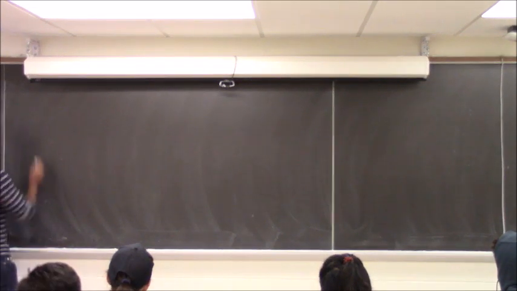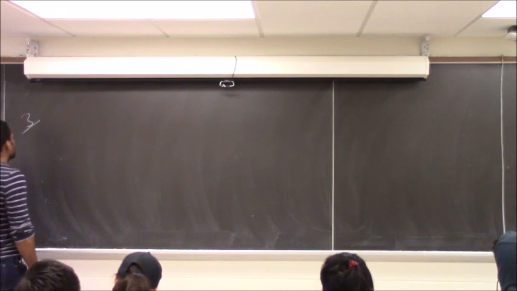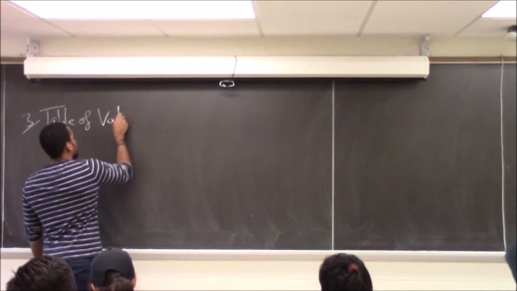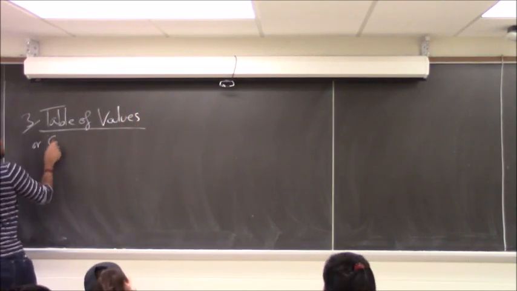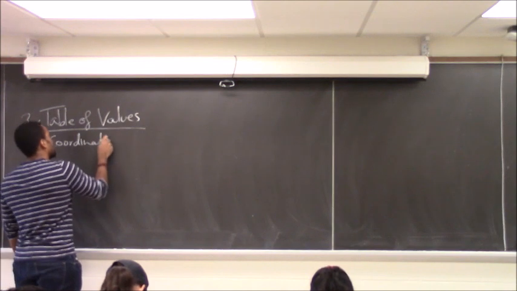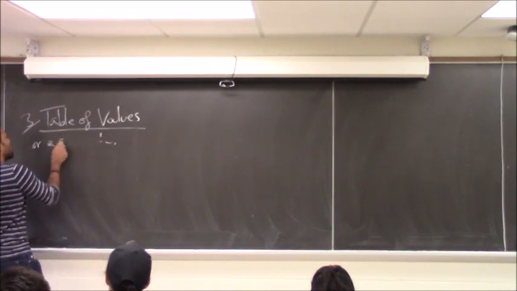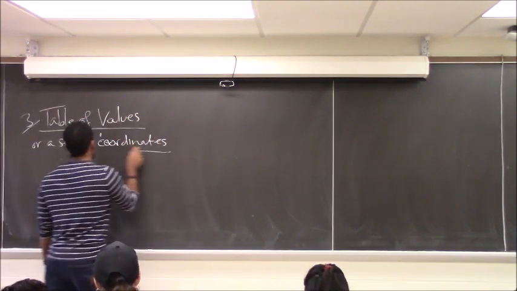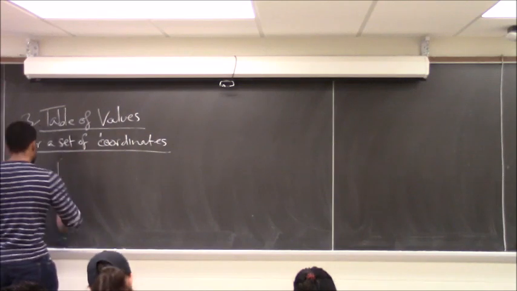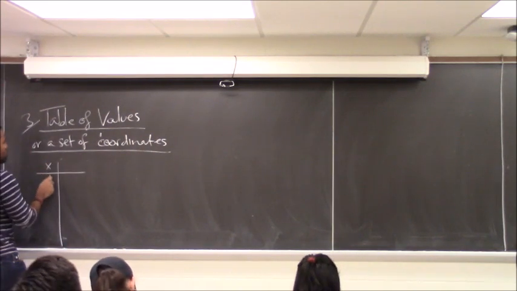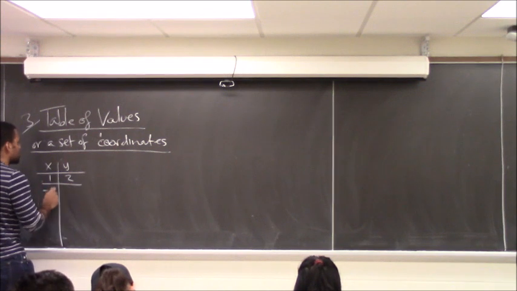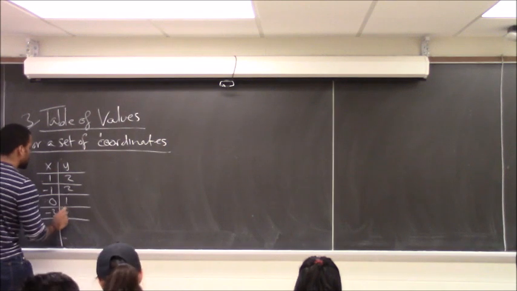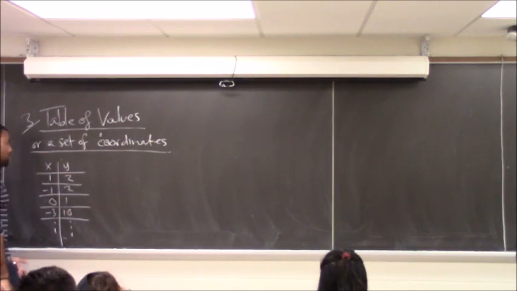So another way to describe a function would be as a table of values. Or coordinates, mentioned this before. More specifically, a set of coordinates. So I could talk about the above example where I can tell you, okay, x was 1, the y is going to be 2, and if x is minus 1, the y is still 2, and if x is 0, the y is going to be 1, and if x is minus 3, the y is going to be 10, etc. So it can be described to you like that.